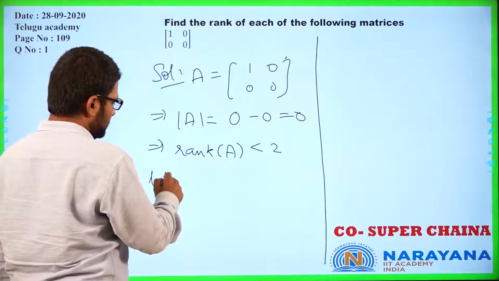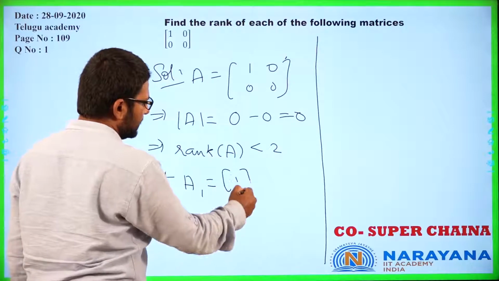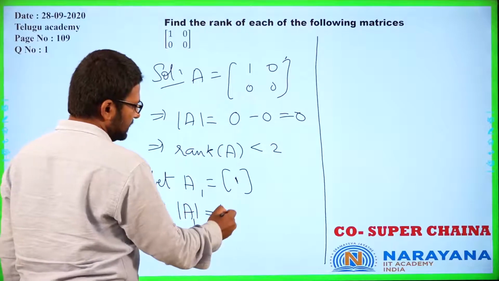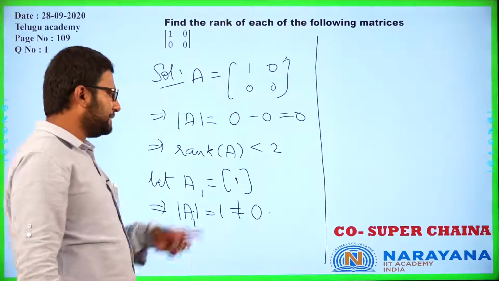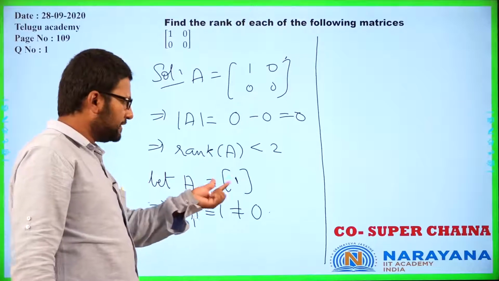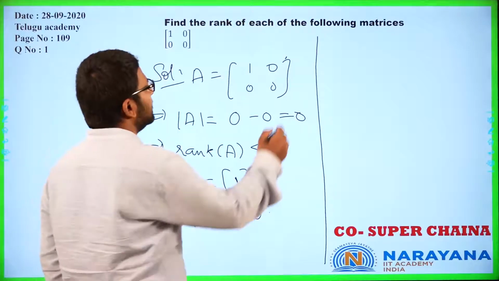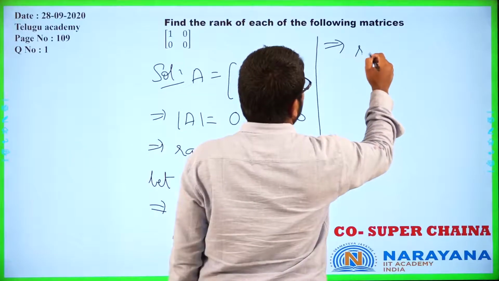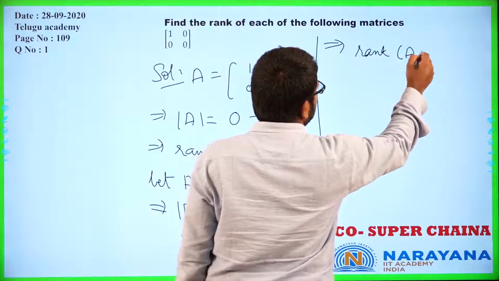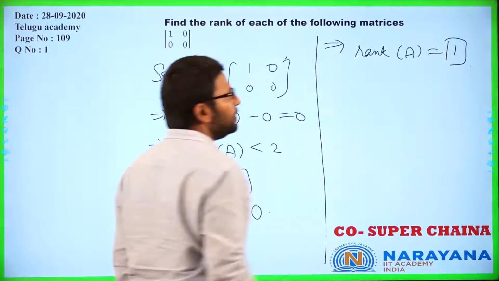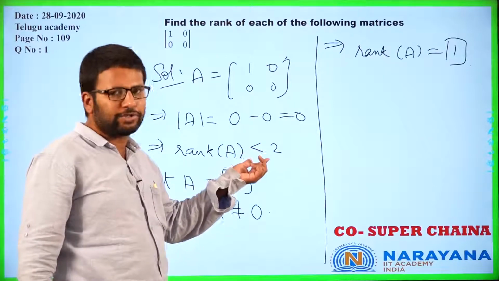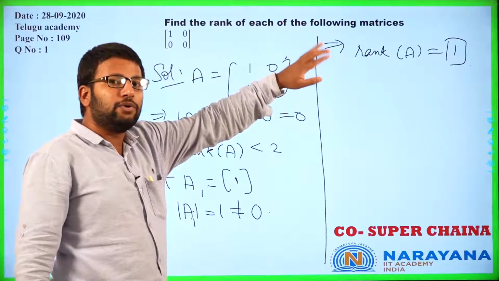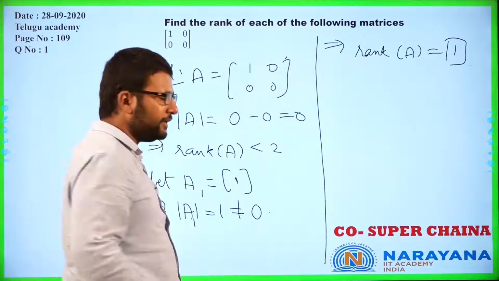Now consider A1, which is a submatrix that only contains the element 1, which means mod of A1 is equal to 1, which is clearly not 0, which means it has a non-singular submatrix of order 1. So combining all of these conclusions, we will say rank of A is how much? 1 only. Now if it is less than 2, it can be 1 or 0. But we have shown that there is a 1 by 1 submatrix for which the determinant is not 0, therefore its rank is 1, right? Okay.